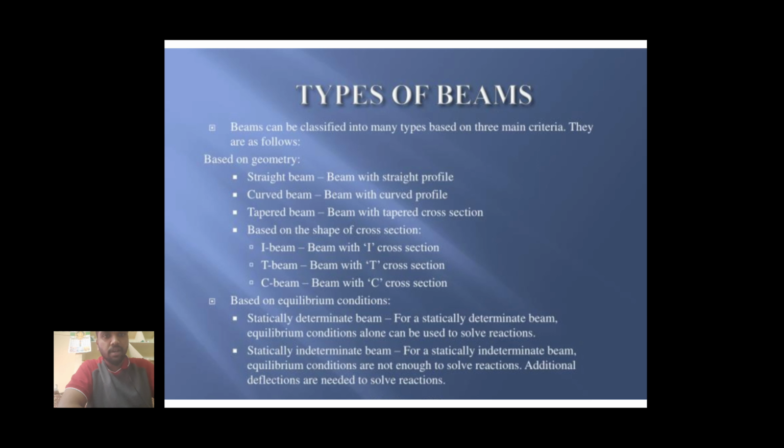The types of beams can be classified into many types based on three main criteria. They are as follows. Based on geometry: straight beam, beam with straight profile; curved beam, beam with curved profile; tapered beam, beam with tapered cross section. Based on the shape of cross section: I beam, beam with I cross section; T beam, beam with T cross section; C beam, beam with C cross section.